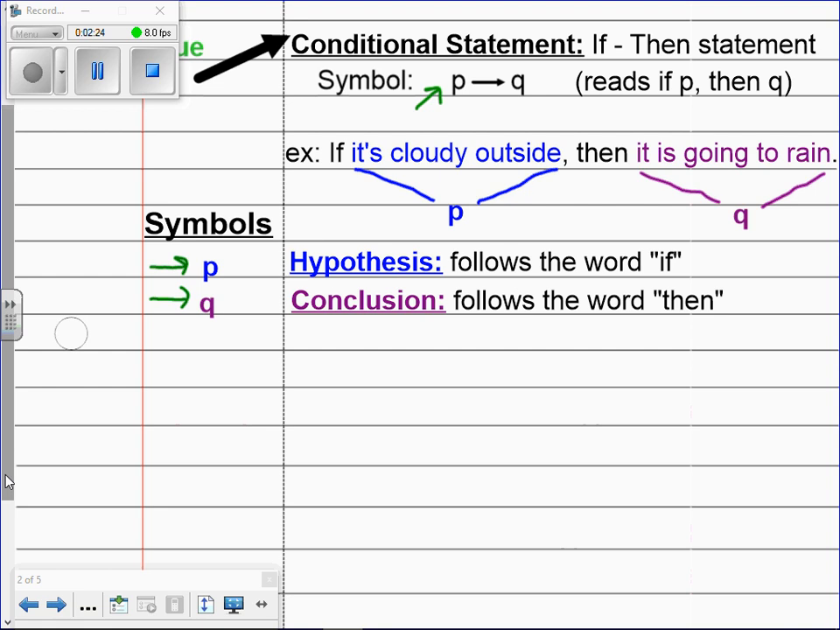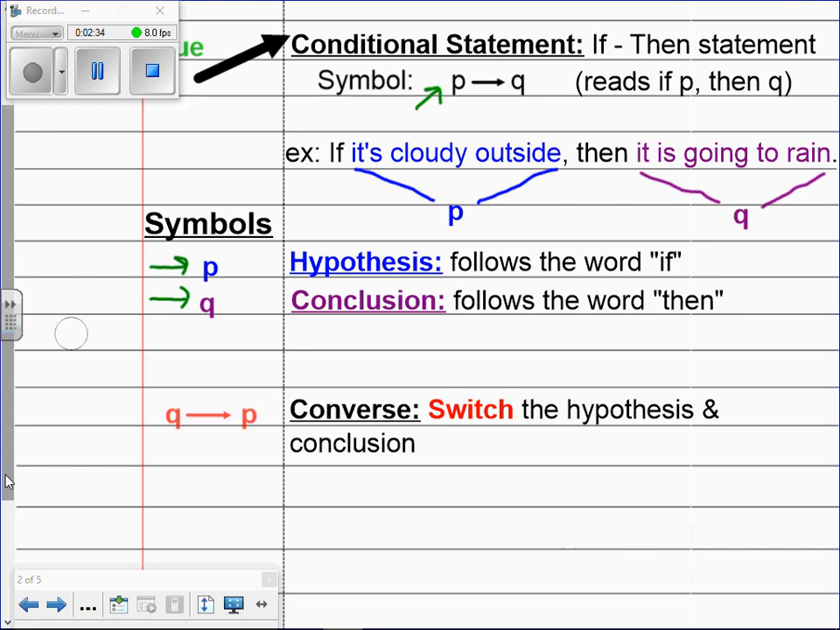So the first one is called the converse. And that's when you just switch the order of the hypothesis and the conclusion. And the symbol for converse is Q then P. So if Q then P, which should make sense. If I'm just switching them, I'm going from P to Q to Q to P.